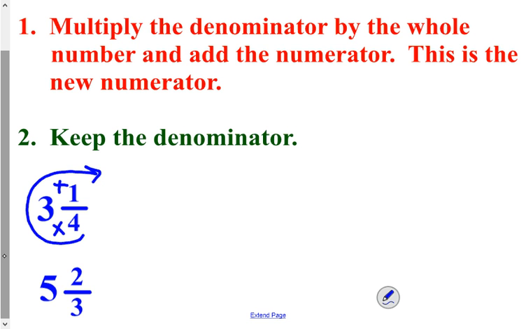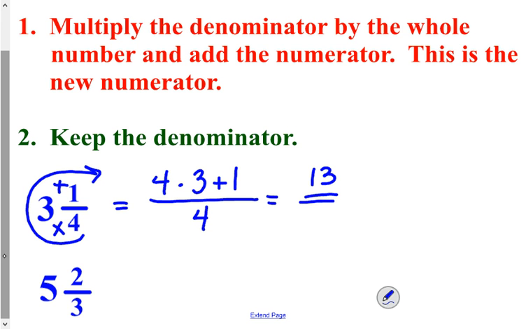We would start here at the denominator 4, and we would work our way around. We would do 4 times 3 plus 1, because 3 wholes that each have 4 pieces would be 12 pieces, plus 1 more equals 13. So our new numerator is 13, and the denominator, of course, stays the same. So the denominator is going to be 4. So 3 1/4 equals 13/4.